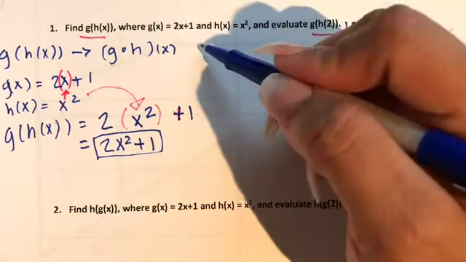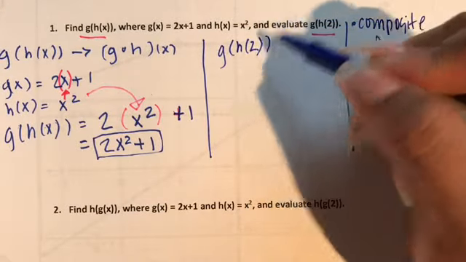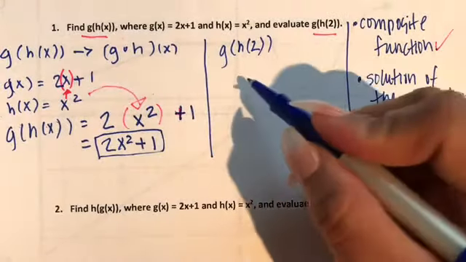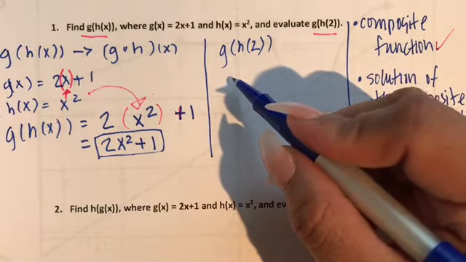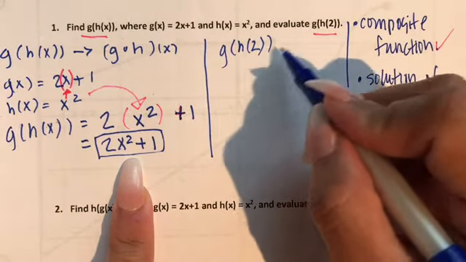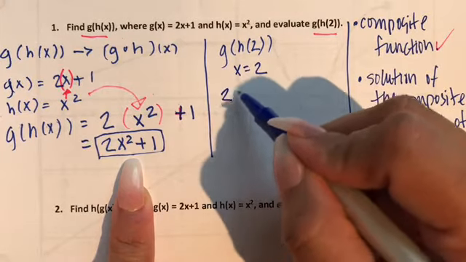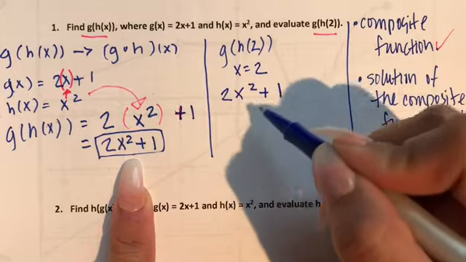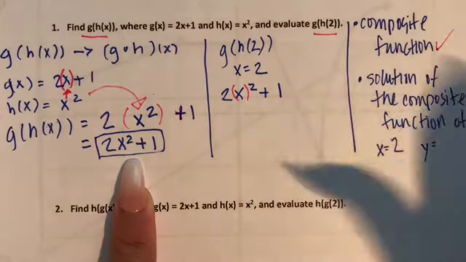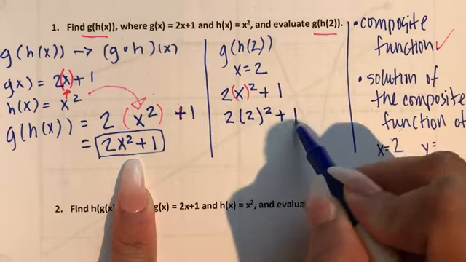Next, it wants you to say g of h of 2. That's the second part of the function. So that means that I have this equation, and I now say that the x is equal to 2. So I'm going to say 2x squared plus 1. Substitute the 2 into the x. 2 times 2 squared plus 1.